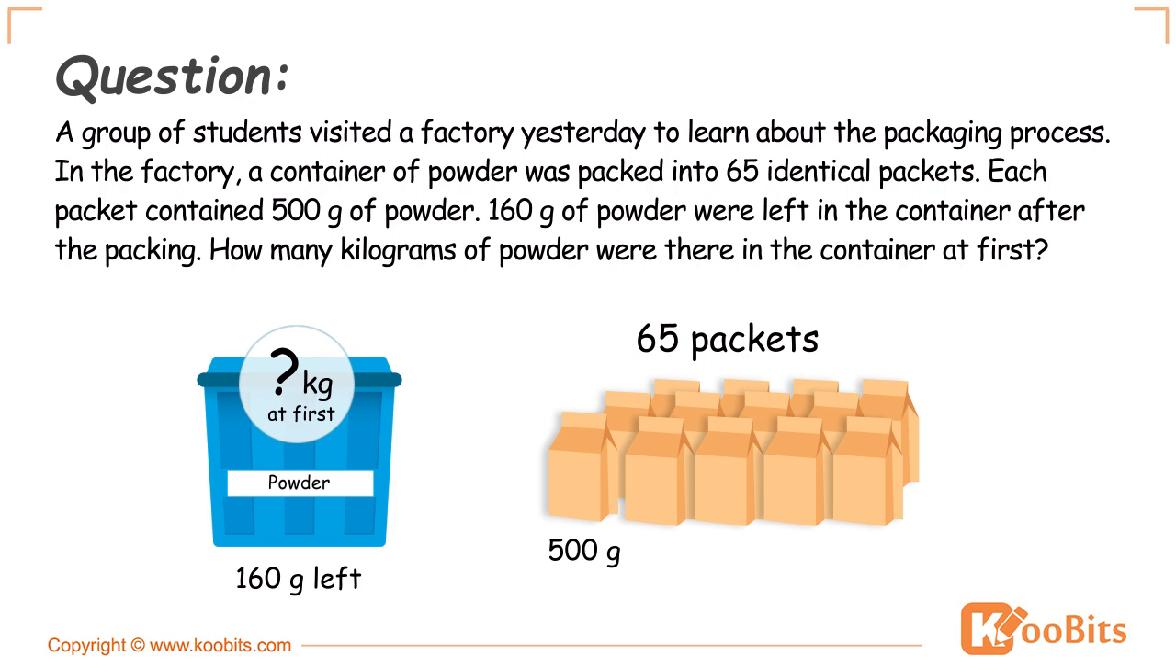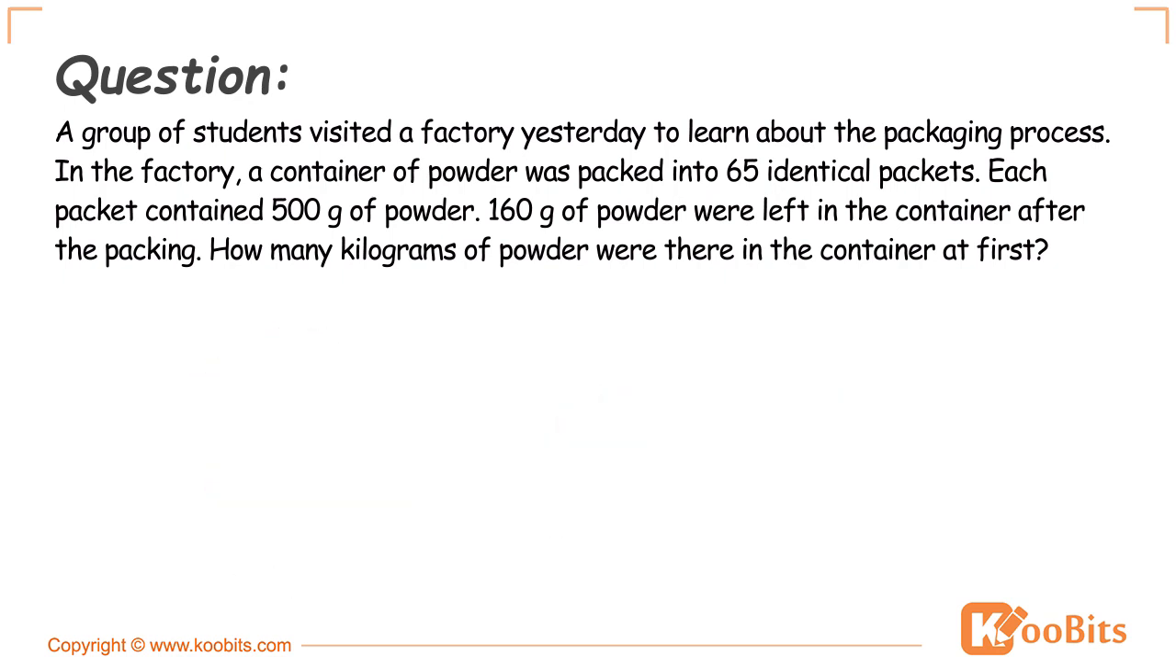Alright, now that we've understood the question, let's move on to solve this word problem. In the factory, a container of powder was packed into 65 identical packets, and each packet contained 500 grams of powder. Let's use a rectangle to represent the total mass of powder in the container. Let's divide this rectangle into two parts.